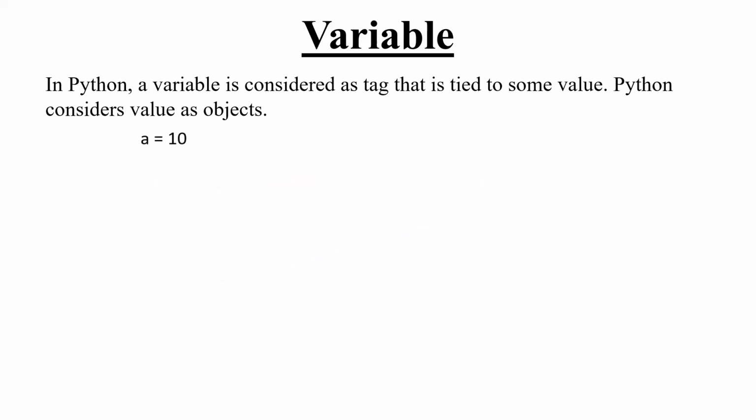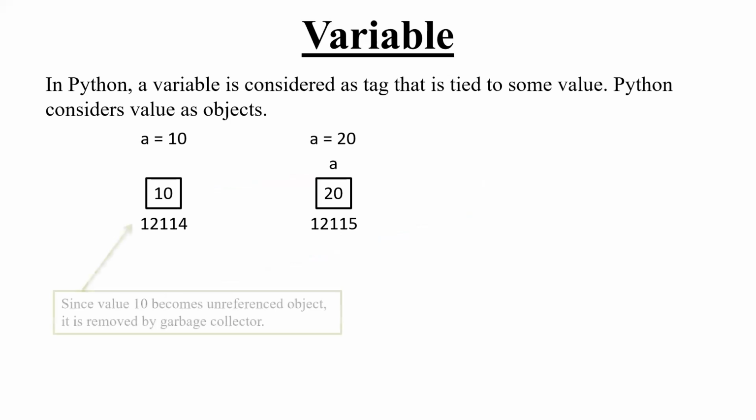So in Python, a variable is considered a tag that is tied to some value. Python considers values as objects here. That is the one reason. This is the format you can see.